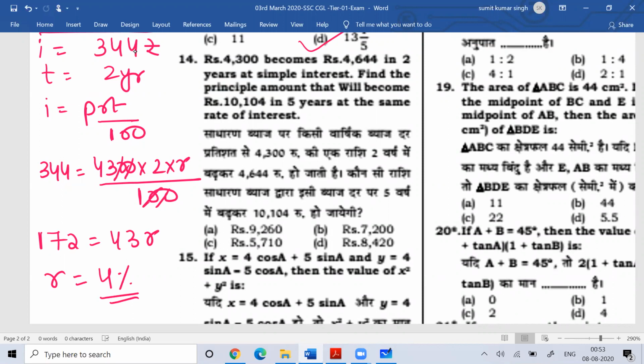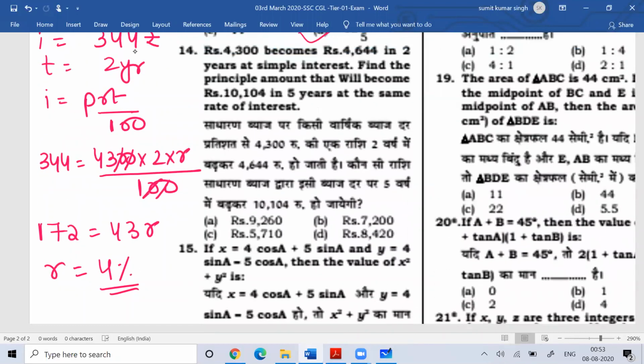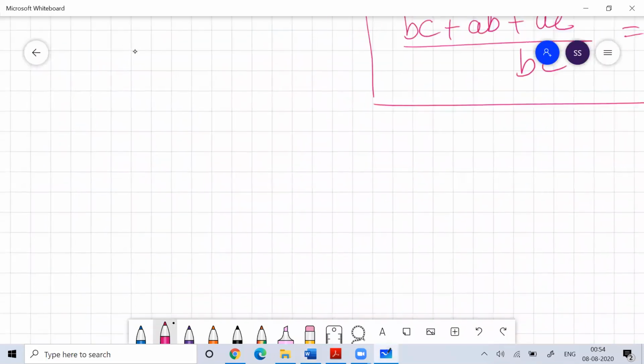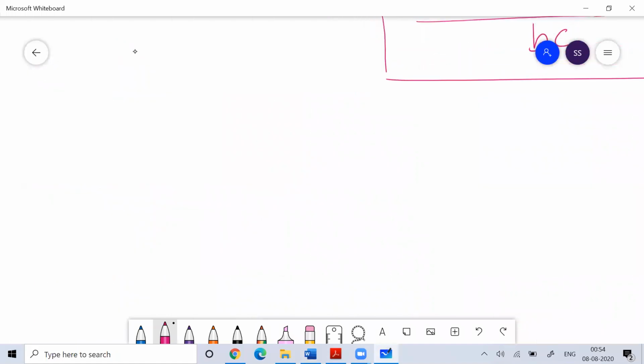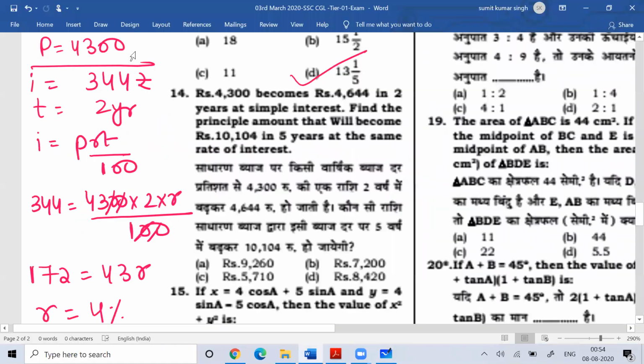So they're asking you to find the principal that will become 10,104 in 5 years. They're giving you the amount, 10,104, and asking for the principal. In simple interest, the formula of amount is principal into 1 plus RT by 100. So this should become 10,104.